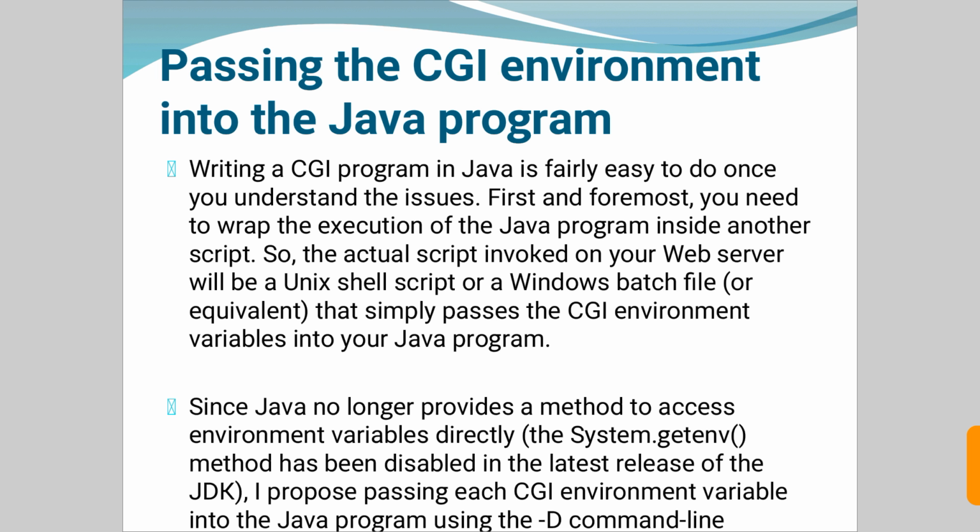Since Java no longer provides a method to access environment variables directly, that is, the System.getenv method has been disabled in the latest release of the JDK, I propose passing each CGI environment variable into the Java program using the -D command line option.